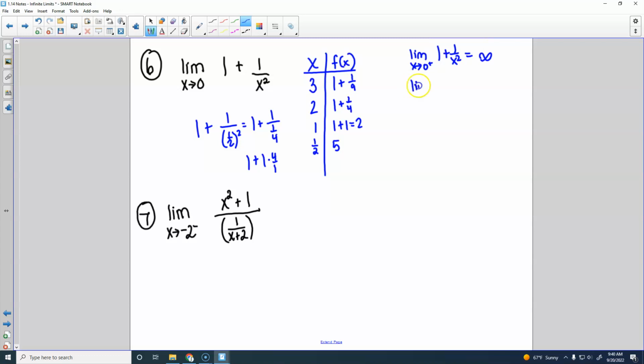Let's think about what's going to happen for negative values. If I make this a -3, is it going to change my answer? It will not, because the x is squared in that denominator. So this actually makes it convenient here. You get the same answer. If I make that a -2, same answer. -1, same answer. -1/2, same answer. So we're going to approach positive infinity from that side as well. So we would just say that this is positive infinity.